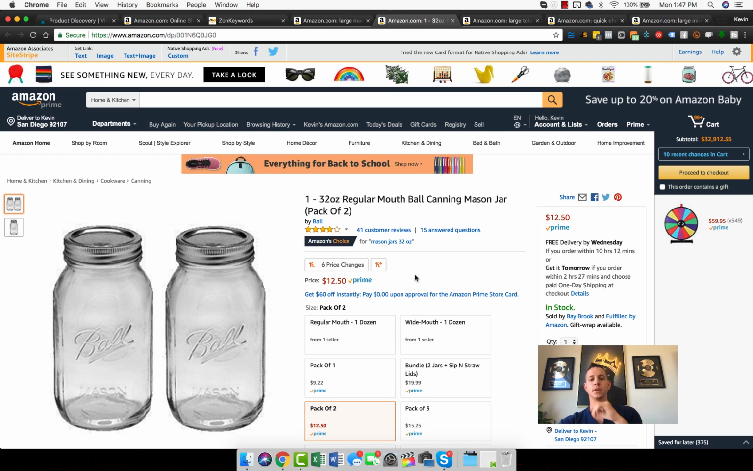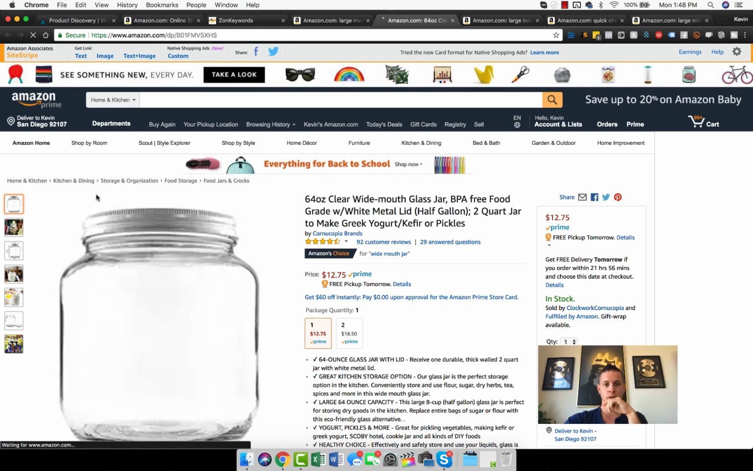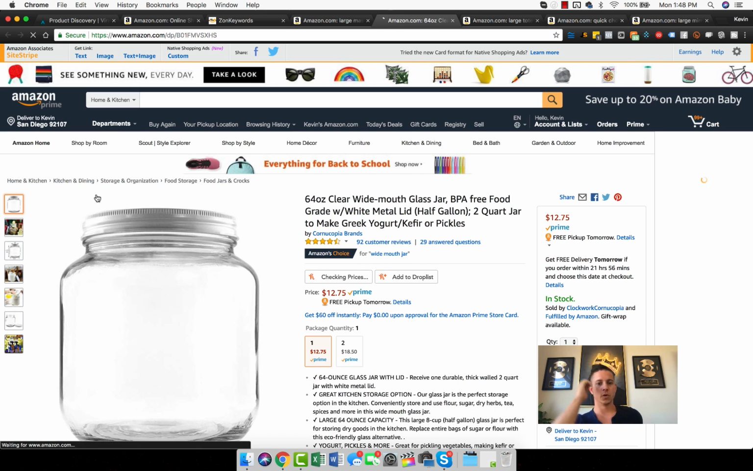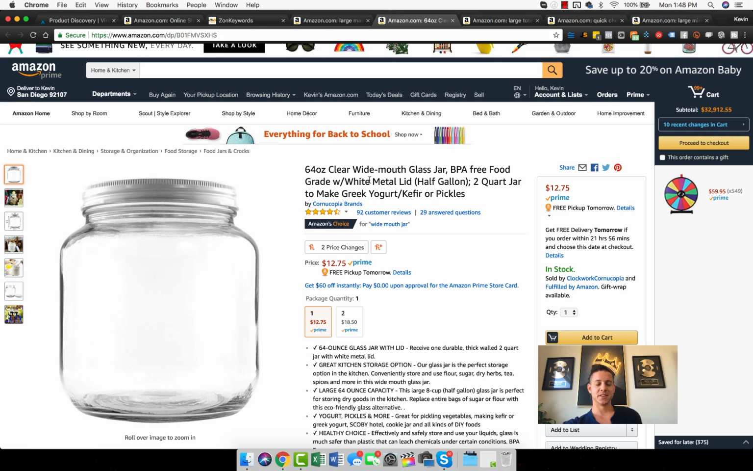I would guess that they're probably the cheapest. Let's take a quick look. So $12.50. Yeah, I mean there's some other guys at $12.75, $12.98, but this seems to be the sweet spot, right? So let's look at this other one. 64-ounce clear wide mason jar, BPA free, 2 quart to make Greek yogurt, kefir, or pickles. Seems like a very specific one.